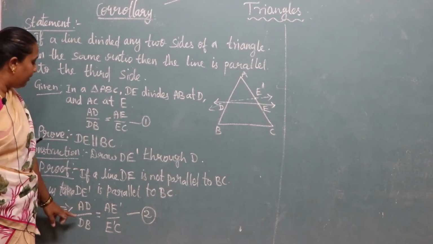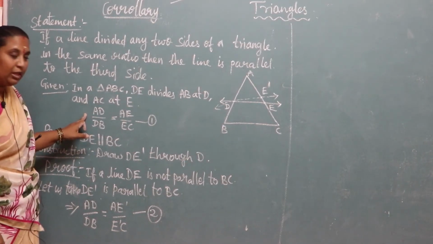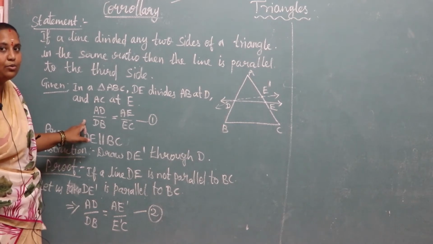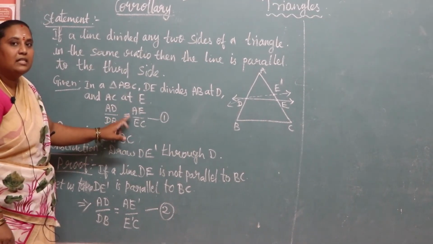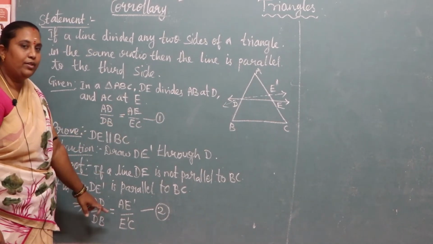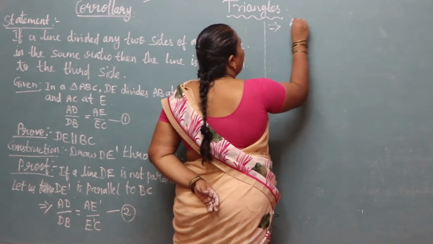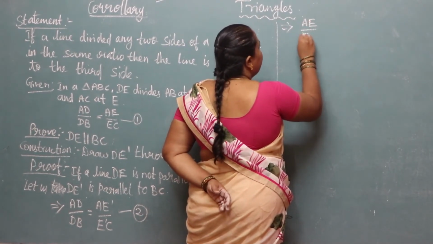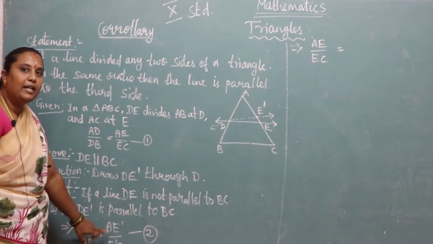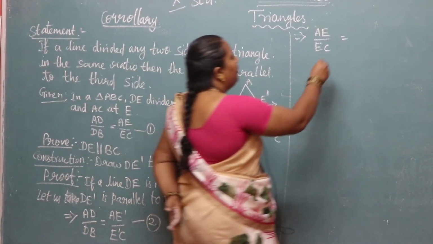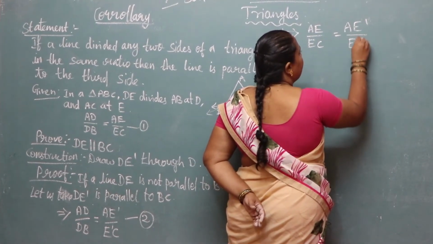So in these two equations, see children, the LHS of these two equations are equal, and we can equalize the RHS of the equations. For that we can say AE by EC equals AE dash by E dash C.